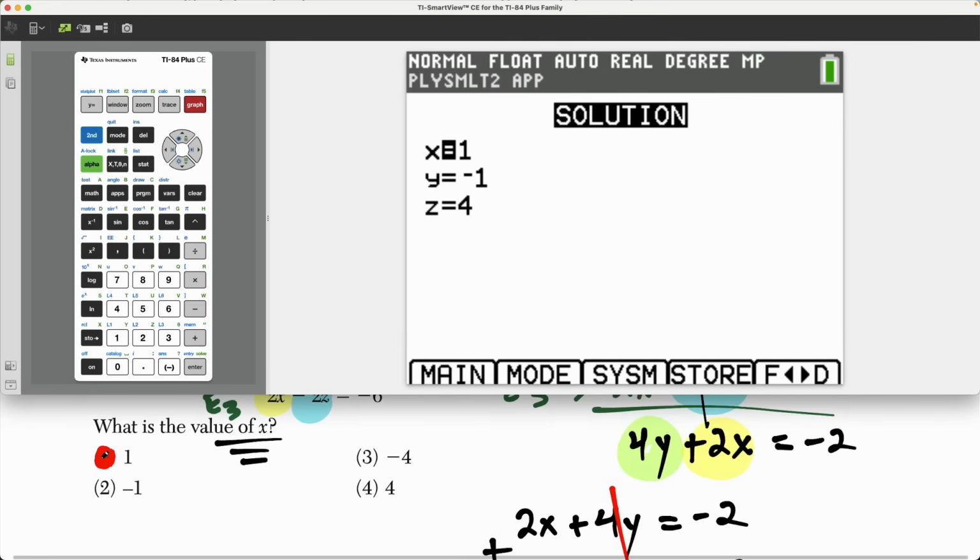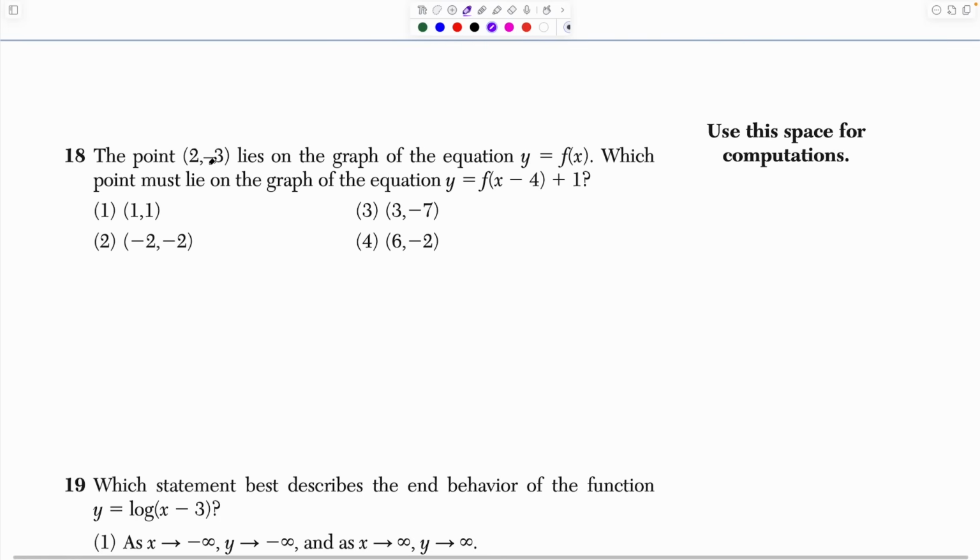But here we should be getting choice 1. Question 18, the point (2, -3) lies on the graph of the equation y equals f of x. Which point must lie on the graph of the equation y equals f of x minus 4 plus 1?